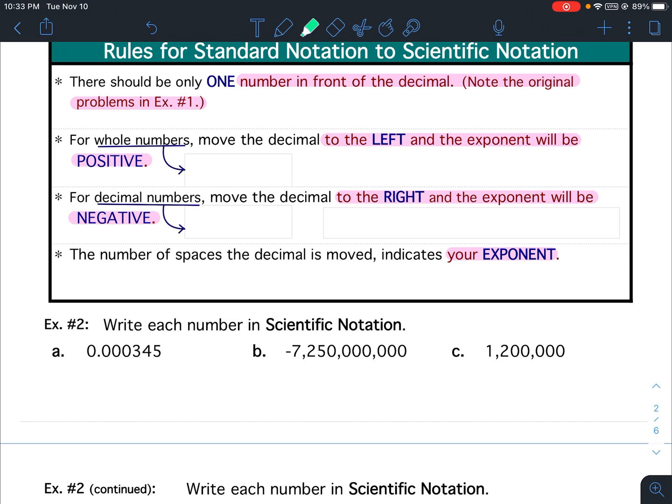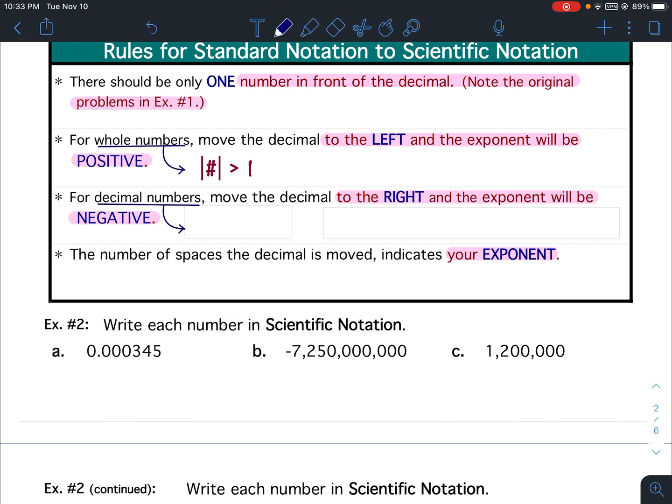For whole numbers, you will move the decimal to the left and the exponent will be positive. Now, I don't like to always say whole numbers. Probably the better or more accurate way of saying it is if the absolute value of the number is greater than 1, then the exponent will be positive. So if the number is larger than 1, it's going to be a positive exponent.